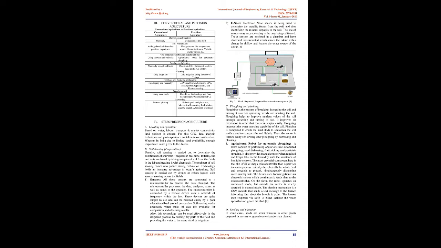The alerting mechanism is a GSM module that sends a text message to the farmer informing him about the breach point. The farmer then responds via SMS to either activate the water sprinklers or ignore the alert. Then comes seeding and planting. In some cases, seeds are sown, whereas in other cases plants prepared in nursery or greenhouse chambers are planted.